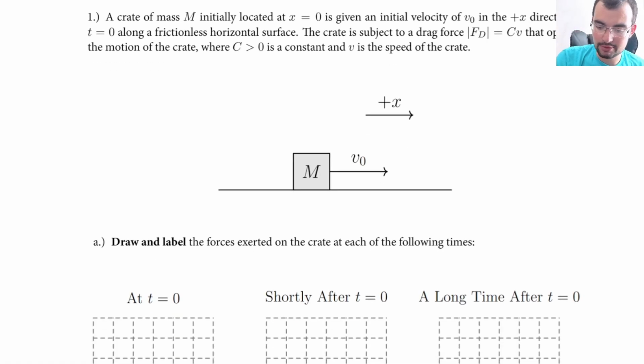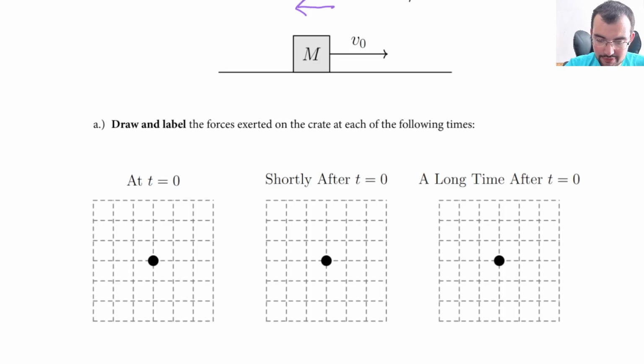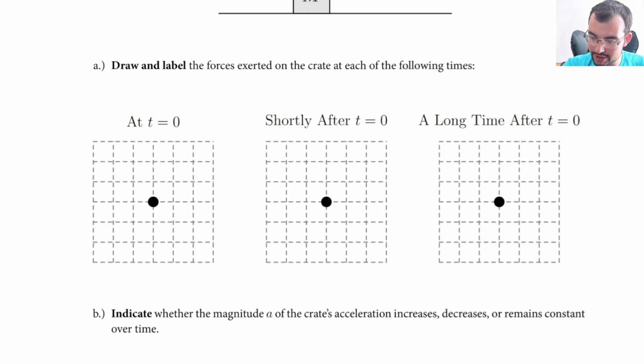So we'll look at an example here. This is the easiest case of drag, which is where an object is just slowed to a stop by a drag force. So crate is moving, and there will be a force opposing its velocity given by a drag constant times the velocity itself. And since that's the only force, the object will be slowing down and it eventually stops. So what we'd like to do is draw the forces exerted on the crate at each of the following times. At t equals 0, a little bit later, and a long time later.